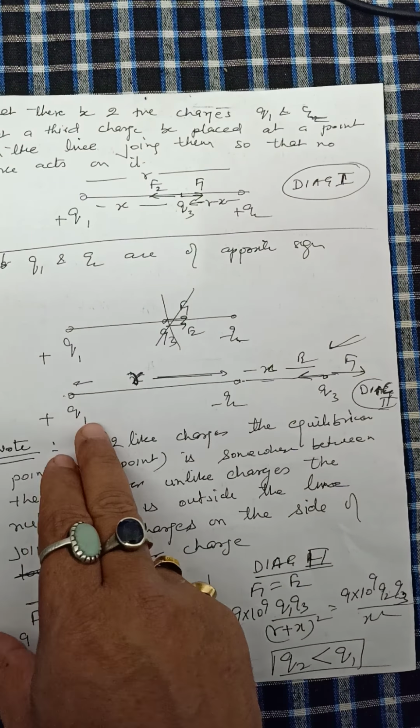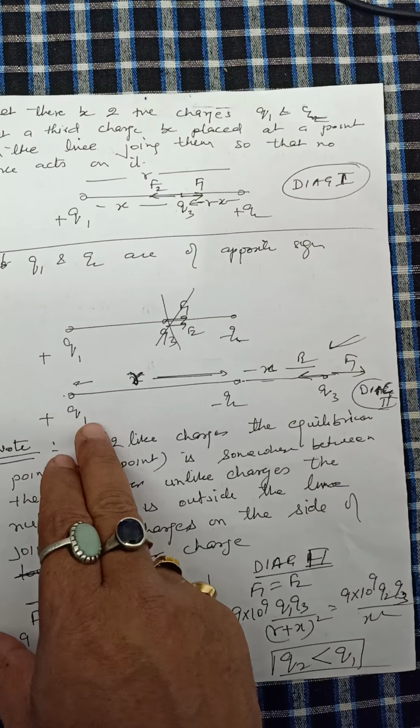If Q1 is bigger but it is farther from Q3, and Q2 is smaller, it is nearer, so both can apply forces which can cancel each other. If Q1 is bigger and it is nearer, the force of Q2 is bigger and nearer, then the force of Q2 will always be greater than the force applied by Q1. So we have to note that the null point will be outside the line on the side of a smaller charge.